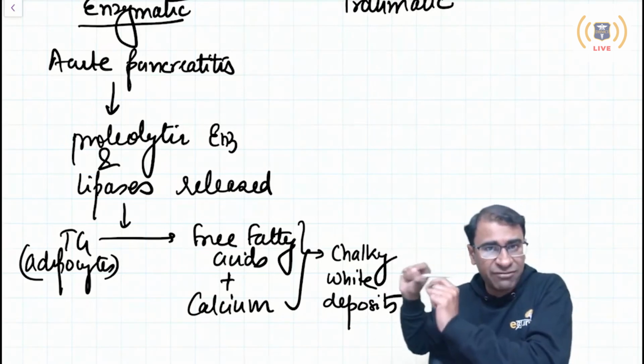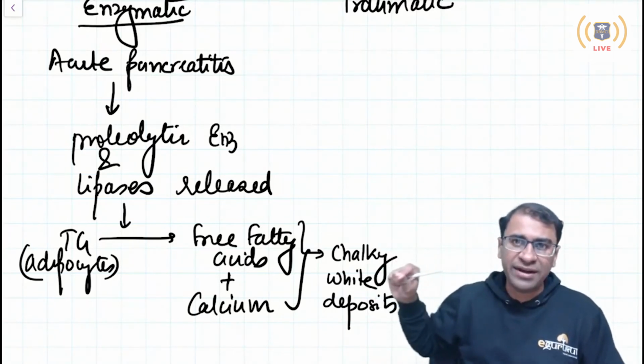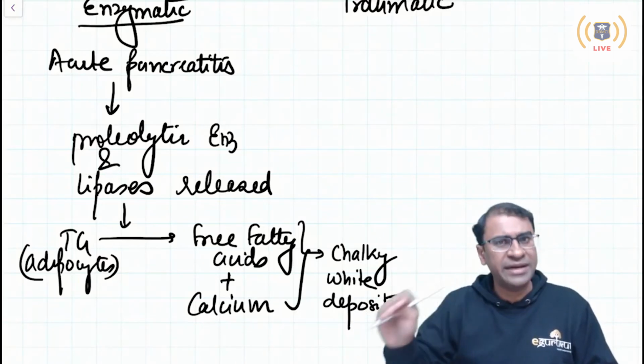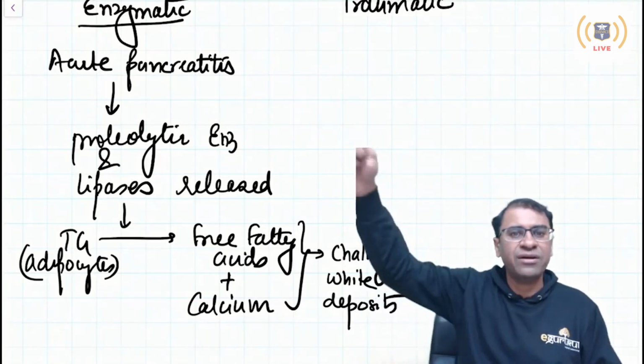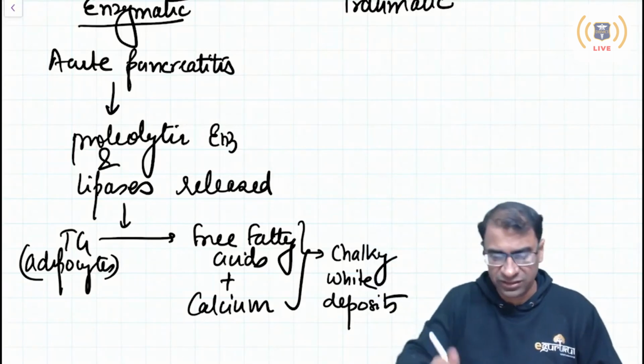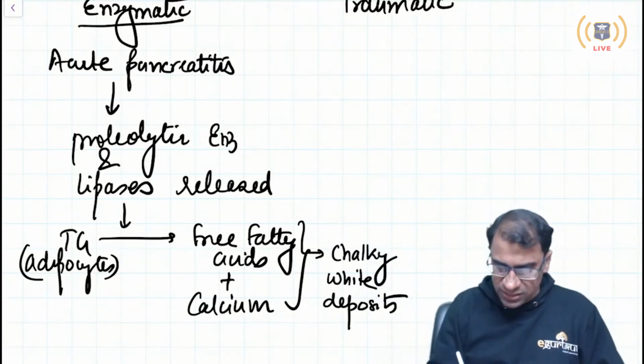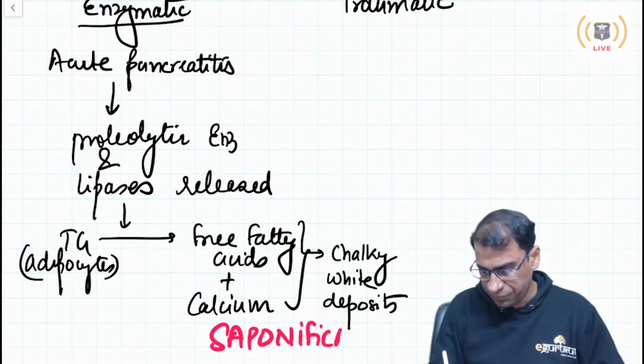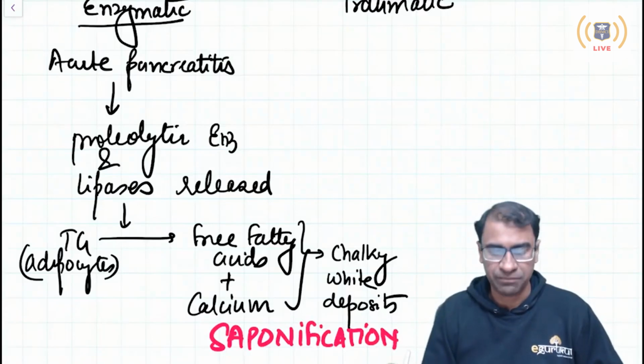Now this is a significant feature. The chalky white deposits on the mesenteries or retroperitoneum is a good indicator that the patient may have acute pancreatitis. This process is called saponification.